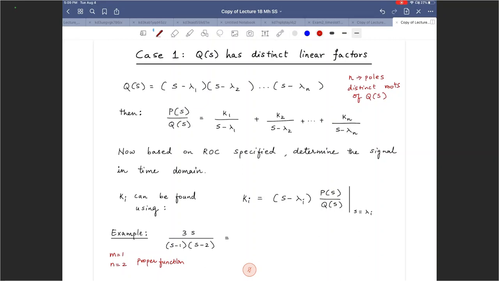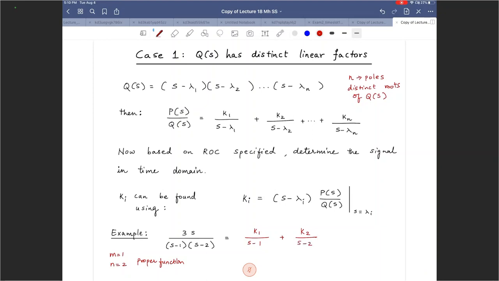Now that means that I can use case 1 provided I have distinct linear factors. I can quickly glance at Q of s. Q of s has two roots. One is at 1, the second one is at 2. That means they are distinct. So I can use case 1 for this example. So I should be able to write this function as k1 divided by s minus 1, plus k2 divided by s minus 2. So if I find k1 and k2, I should be done.